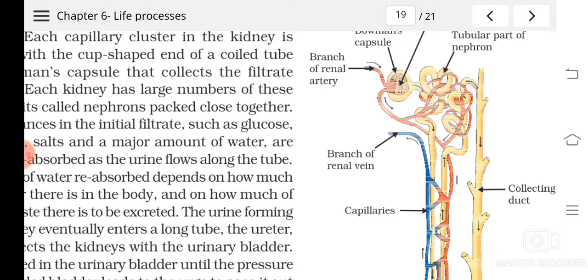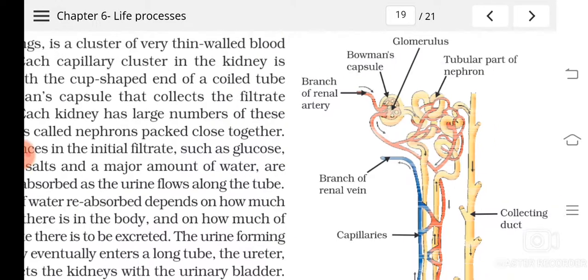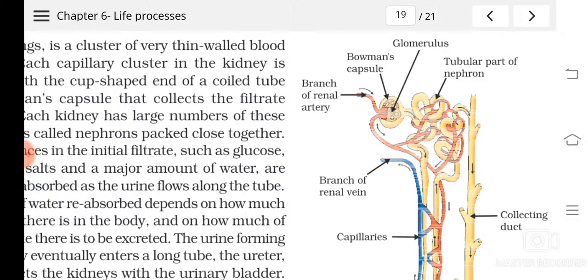Now, it also contains some of the unwanted materials that were not filtered in the glomerulus region. So these will go from the blood capillaries to the tubular part of the nephron, and that process is called what? Tubular secretion. So when all these three processes take place, by the time it reaches the collecting tubule, from the blood what will be separated? The urine will be separated. Is it clear? So this is the process of formation of urine.